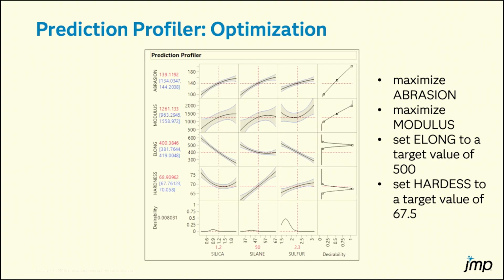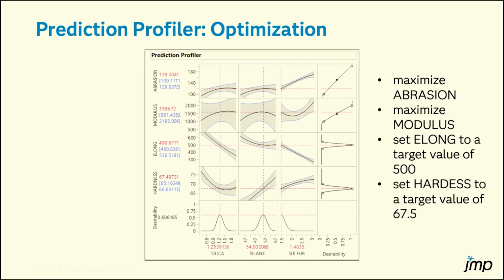Okay, so what I have done here is in the platform, we'll choose the button and we'll click to maximize the desirability or optimize. When I do that, right now it's still at its middle settings, 1.2, 50, and 2.3. In a second, it's going to adjust. So now it really dramatically moved sulfur. It moved silane up a little bit. It moved silica up a little bit. So this is the optimum.